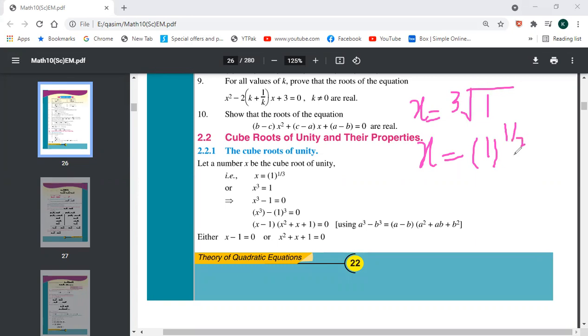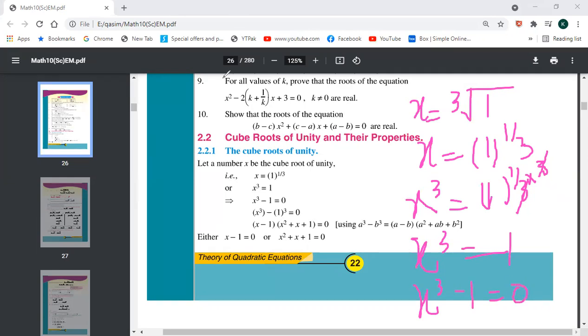So this 1 upon 3, now taking the cube on both sides. So x cube equals 1, and after this, x cube minus 1 equals 0.